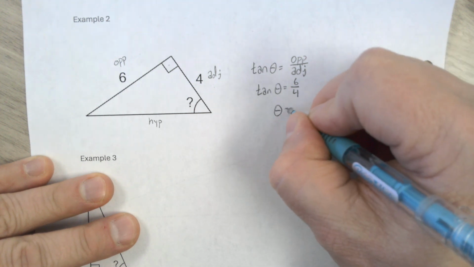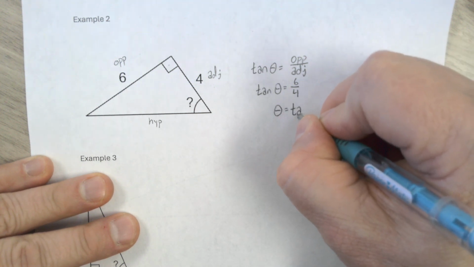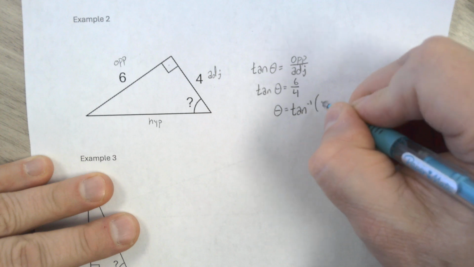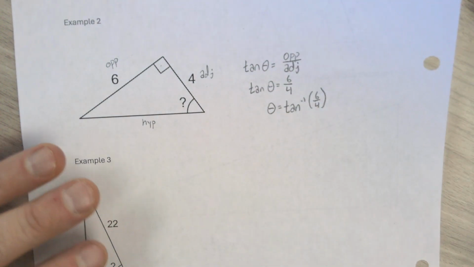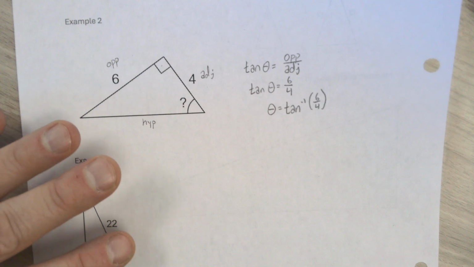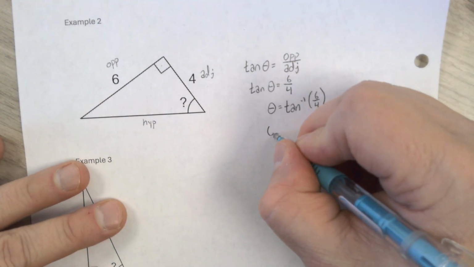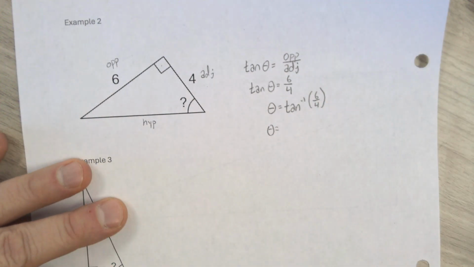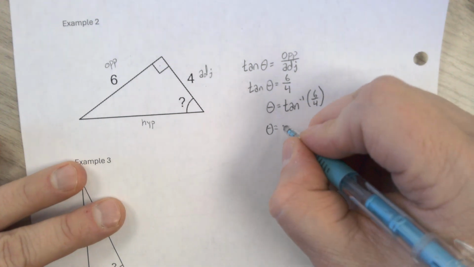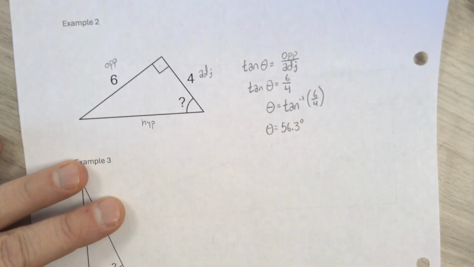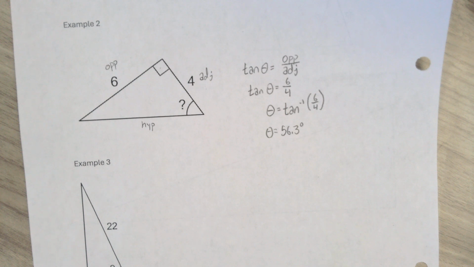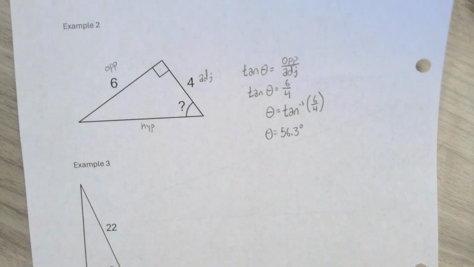So we'll do the inverse tangent of 6 over 4. When you type that in your calculator, you should have gotten 56.3 degrees. And now go ahead and pause, work the last problem, and then unpause.